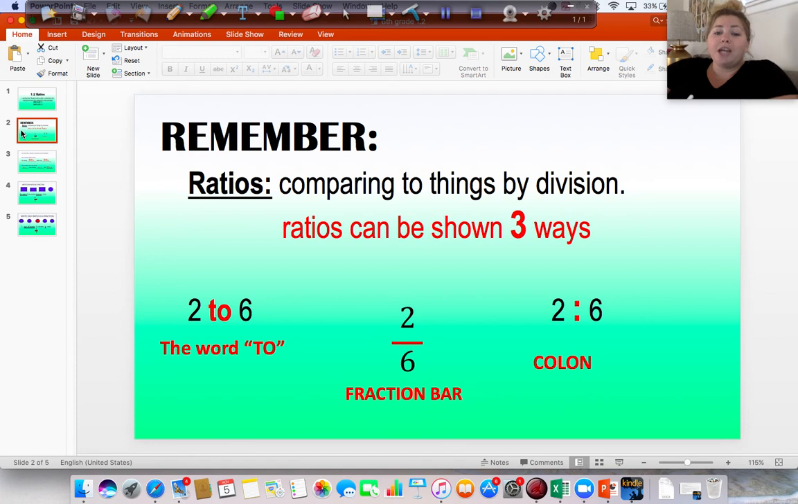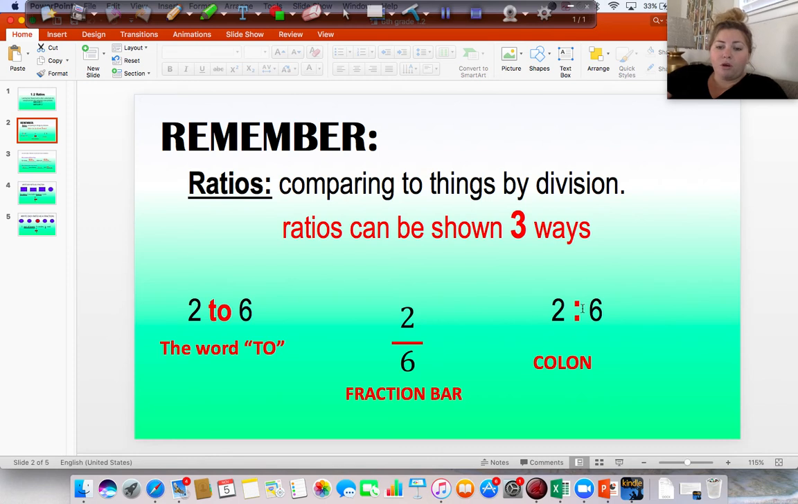Okay, so remember, the definition for ratios is that we are comparing two quantities or two things by division, okay? Ratios can be shown in 3 different ways, and these are the 3 different ways that they can be shown. You can write the numbers with the word "to" in the middle. So when we are comparing two things, you can say 2 to 6. This is another way to write it, as a fraction, with the fraction bar being how we're comparing them. 2 over 6, or 2 to 6.